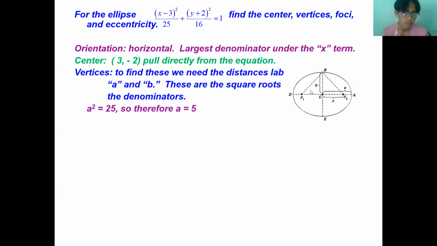How did we get 5? Get the square root of both sides of the equation. Square root of A squared is A. Square root of 25 is 5. So A therefore is 5. Do not tell me that the value of A is 25 because that is A squared. From the standard form of the equation of the ellipse, that is the A squared. Therefore, 16 is the B squared. And to find B, you get the square root of 16, the answer is 4.